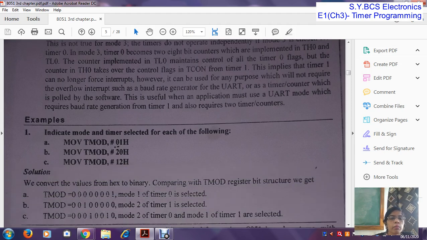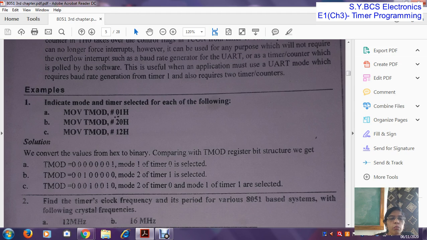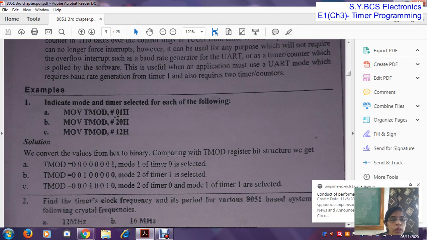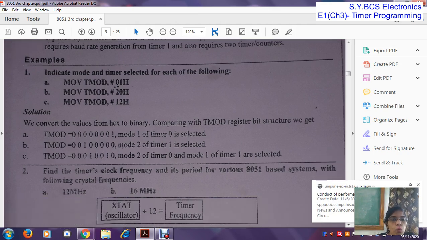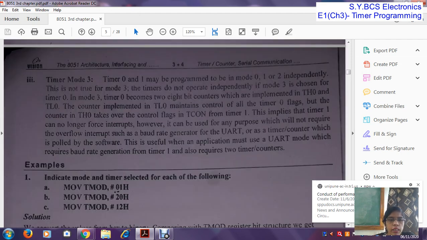Here are some examples. Indicate the mode and timer selected for each of the following. MOV TMOD, #0FH; MOV TMOD, #10H; MOV TMOD, #01H. That means the value 01 is loaded in the TMOD register. 01 means 00000001. When we load this value in the TMOD register, then mode 1 of timer 0 is selected.